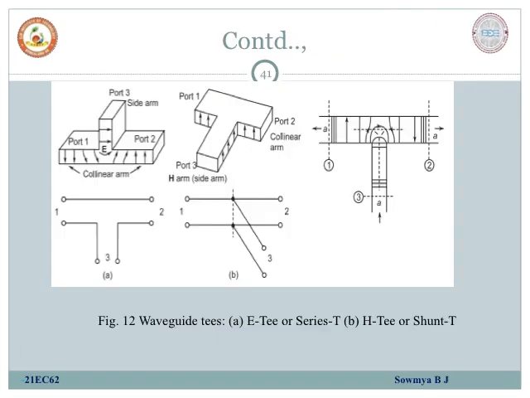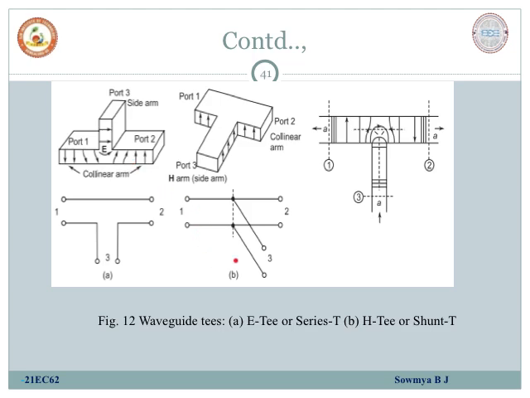Now, this is the representation of the E-plane waveguide T and the H-plane waveguide T. In this E-plane waveguide T, which we call a series T, as you can notice here, port 1 and port 2 are collinear arms, and the one which is present vertically, which has its axis parallel to the E field direction, we call it the side arm or port 3. This can also be called the E arm, and the representation can be written in this way: 1, 2 and 3. And you can notice the direction of the electric field also here.